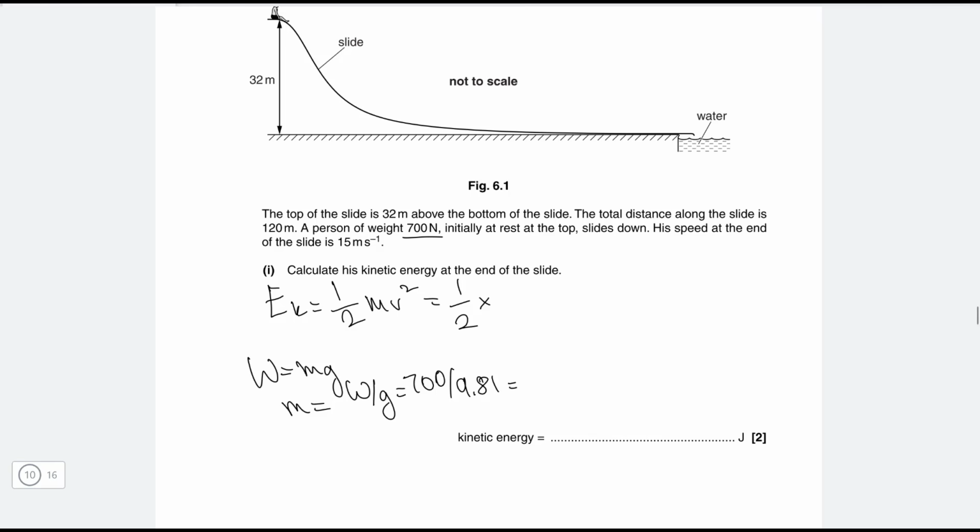I'm going to get a value of the mass to be 71.4 kilograms, and now we can substitute that back into here, so it's going to be a half times 71.4 multiplied by 15 squared, which is about 8,000 joules, so 8.0 times 10 to the 3 joules is our final answer for the kinetic energy.